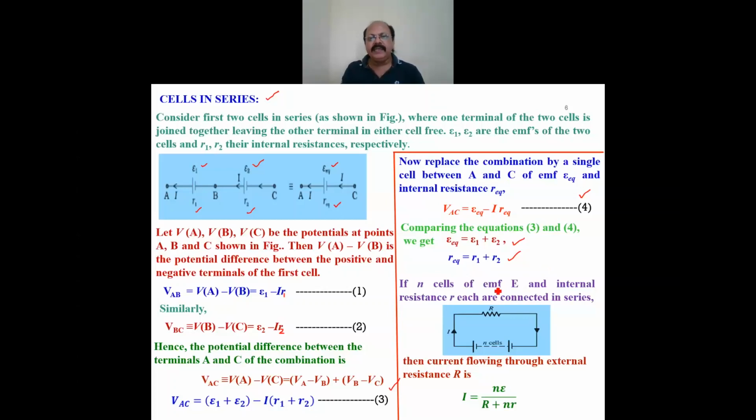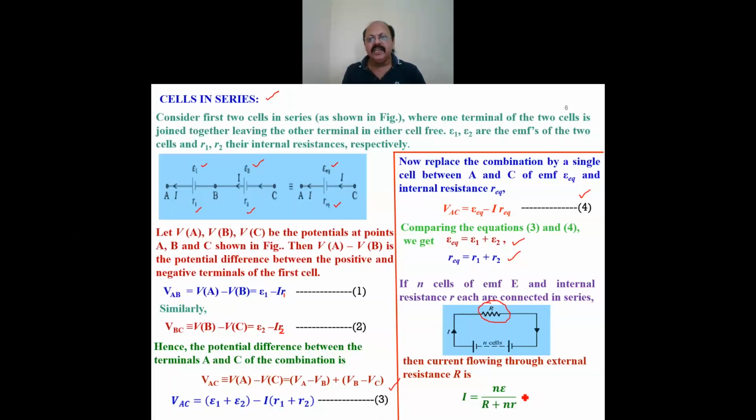Now if we say that n cells of EMF E and internal resistance r each are connected in series, just like you see here, then how can we calculate the current that flows through the external resistance? So you have to learn the formula directly. You apply this formula, as we are saying, that the total EMF of the cells in series combination is E1 plus E2 plus E3 dot dot dot En, and here we are saying n cells of EMF E means each cell has the EMF E.